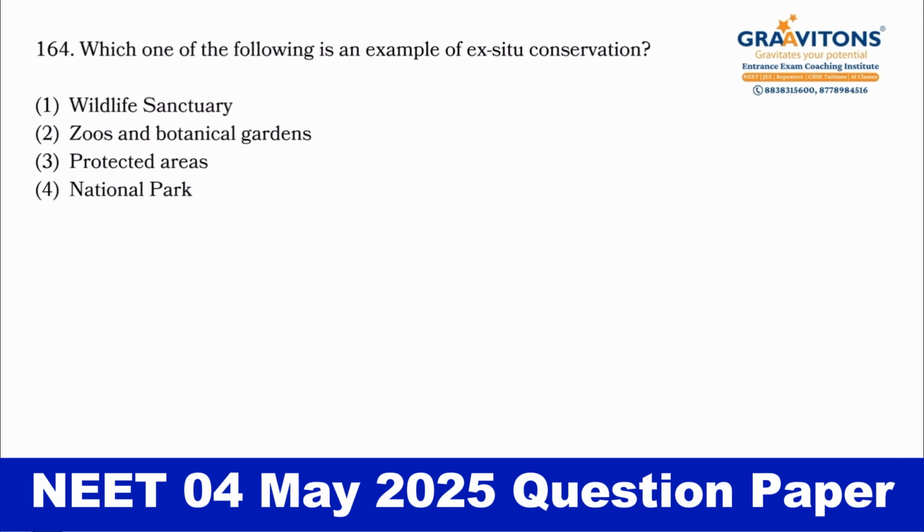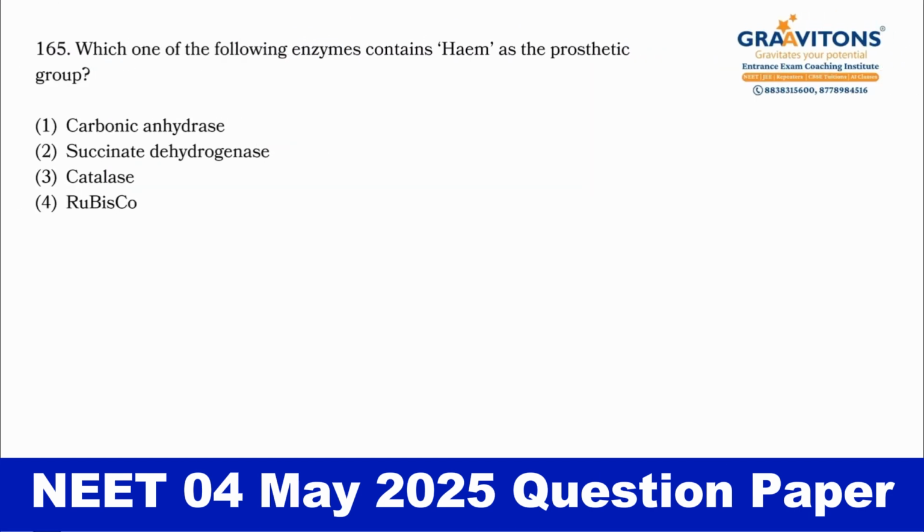Next question: which one of the following is an example of ex situ conservation? It is option 2, zoo and botanical gardens. This question is present in our Gravitons book, level 2, the 14th question. Next, question number 165: which one of the following enzymes contains heme as the prosthetic group? It is catalase. Direct question.